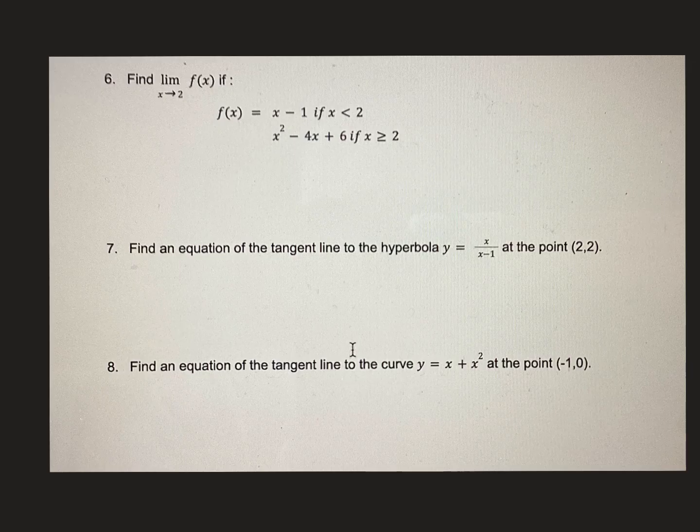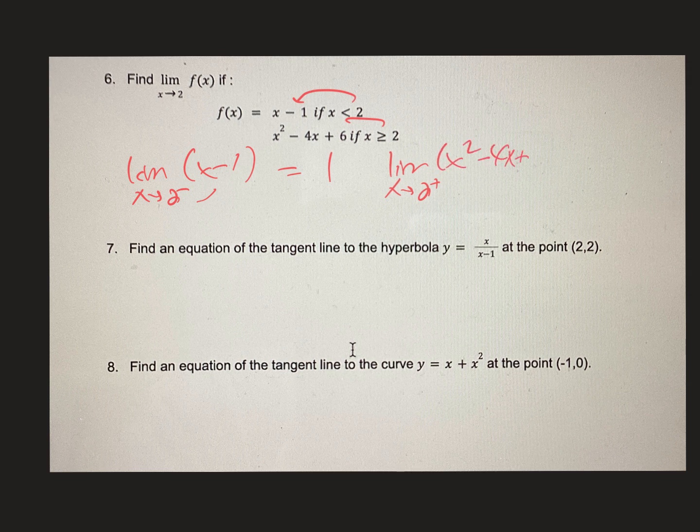Number 6, find the limit of this piecewise. All right, so got to do the same thing. Got to go limit as x approaches 2 from the negative side. And if I'm coming from the negative side, I'm going to use the x minus 1. If I take the 2 and plug it in right there, I get 1. If I approach it from the right-hand side, the positive side, I got to use that function, x squared minus 4x plus 6. If I plug the 2 in there, I will get 2 squared minus 4 times 2 plus 6, which is 2. And because I got a 1 and then I got a 2, that would not exist either.